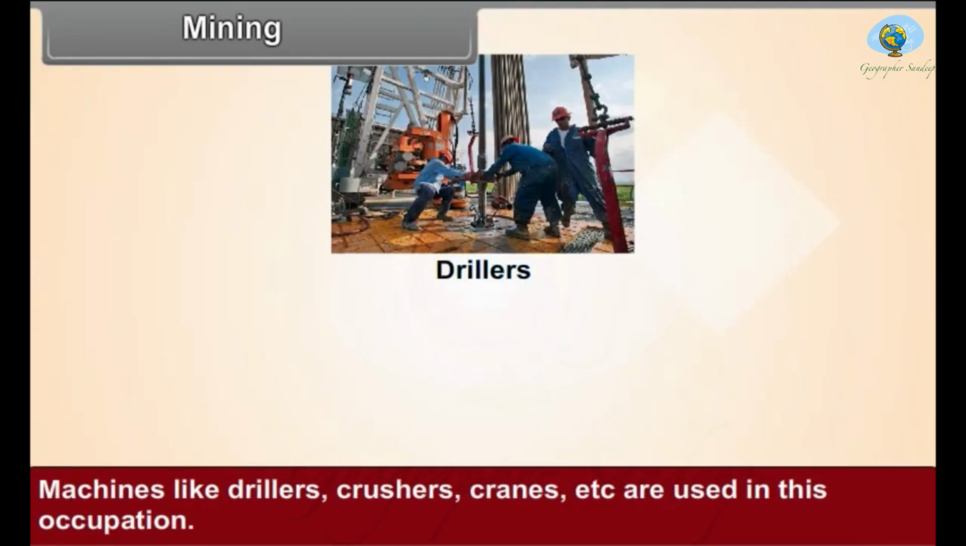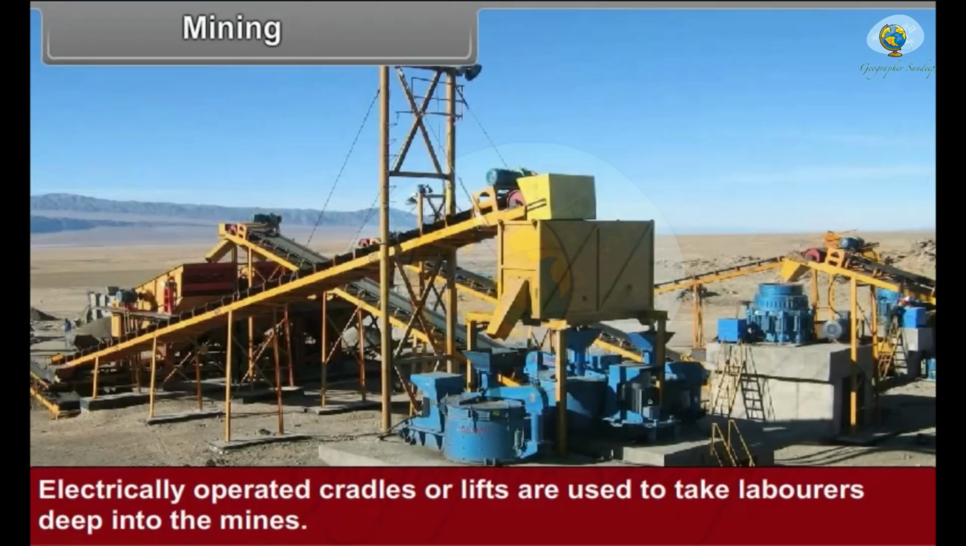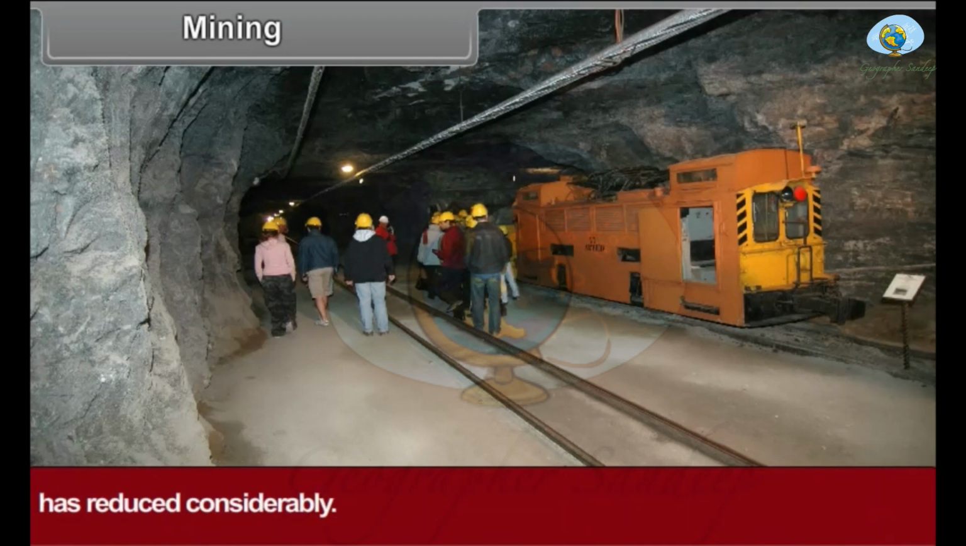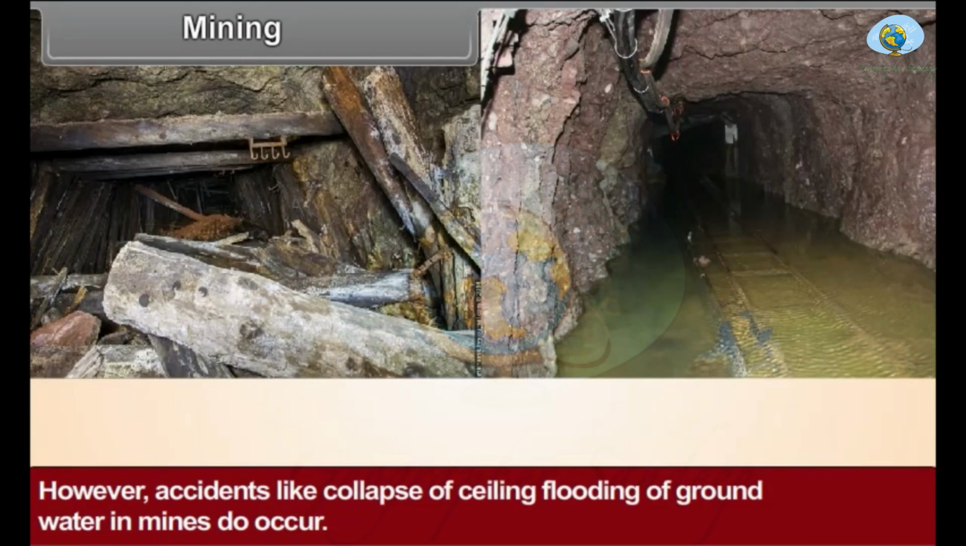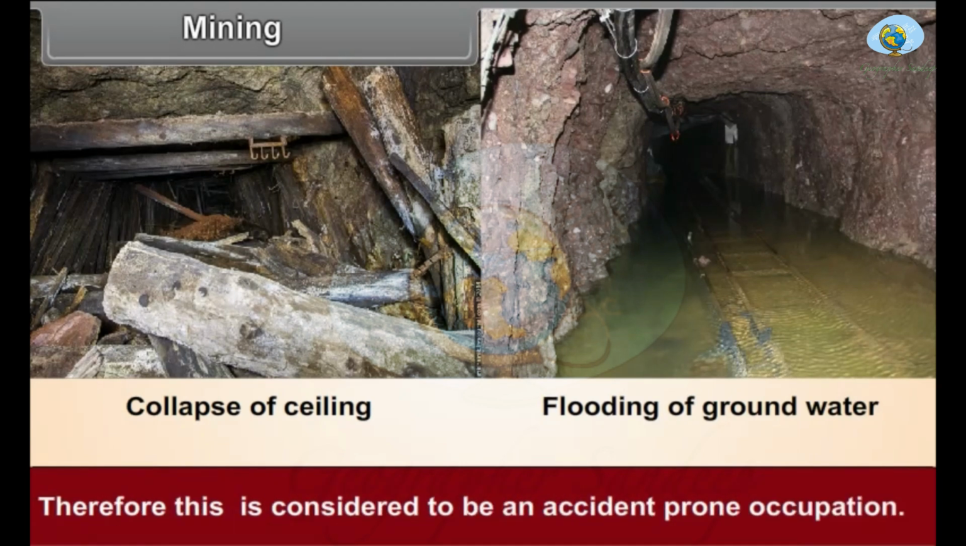Machines like drillers, crushers, cranes, etc. are used in this occupation. Electrically operated cradles or lifts are used to take laborers deep into the mines. As electricity supply and facilities of ventilation are now created deeper into the mines, the intensity and frequency of accidents has reduced considerably. However, accidents like collapse of ceiling, flooding of groundwater in the mines do occur. Therefore, this is considered to be an accident-prone occupation.